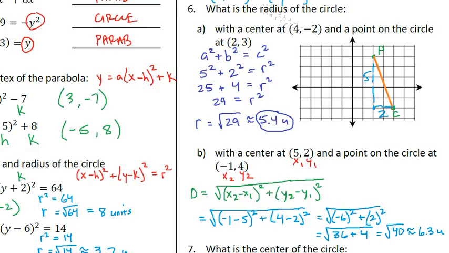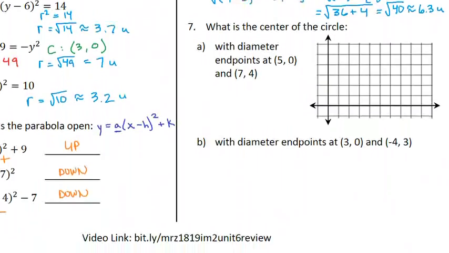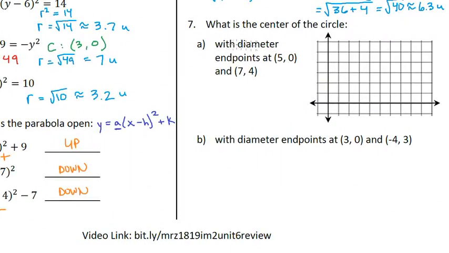This one is asking for the radius, and it gives us a center and a point on the circle. This is asking you for the center, and it's giving you 2 diameter endpoints. I want you to just realize the diameter of a circle is the distance across the circle that goes through the center.